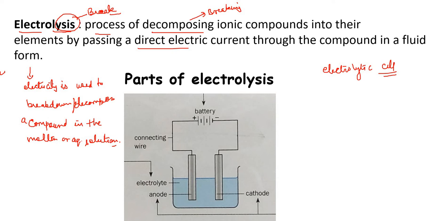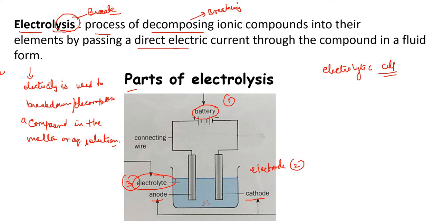So let's see what the parts are here. Always remember, in electrolysis there are three parts. First, you have a battery. The second part is the electrodes; there are two electrodes, cathode and anode. The third component we have here is the electrolyte. We'll discuss in a couple of minutes what each of these means.